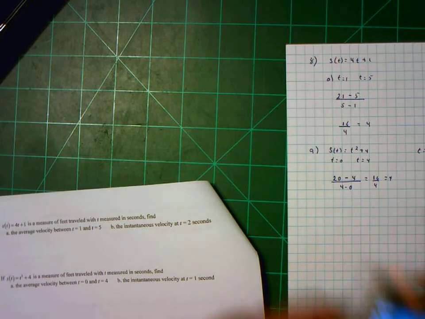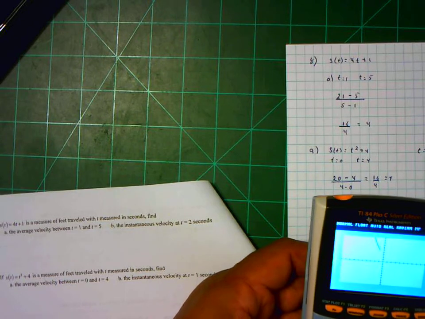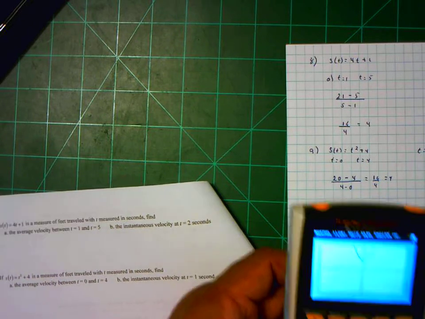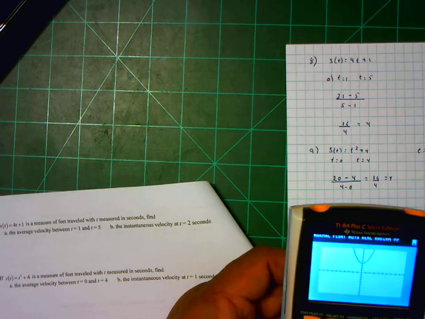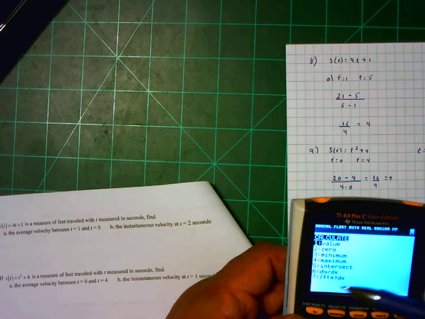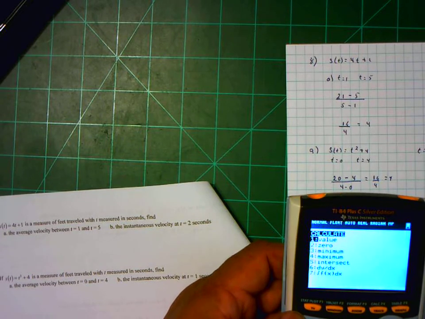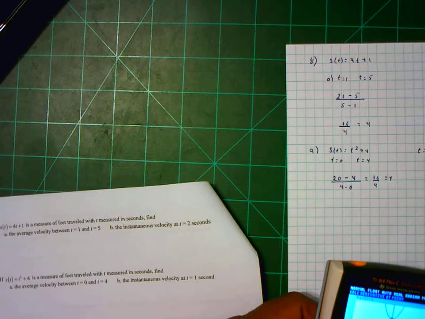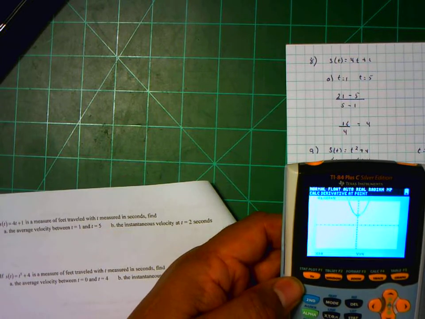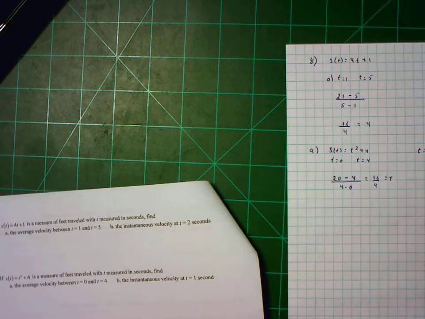Now graph it. Press second trace. And once again, I want this derivative here. This rate of change is what a derivative is. 6. My value is 1, so I'm going to enter 1. Press the enter key. And I see the derivative is 2. So dy dx equals 2.